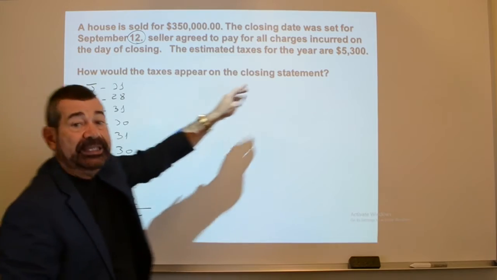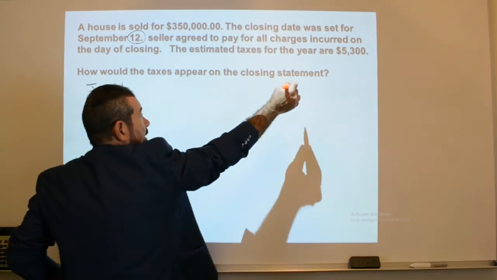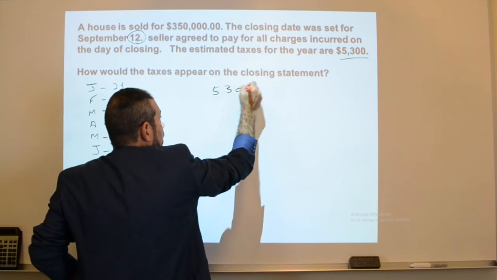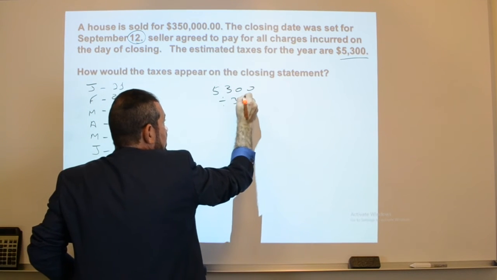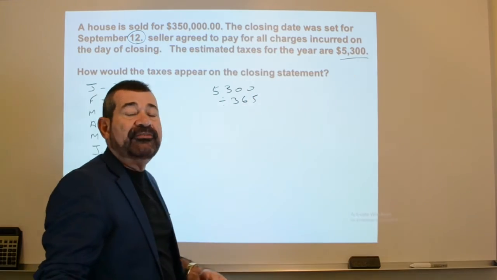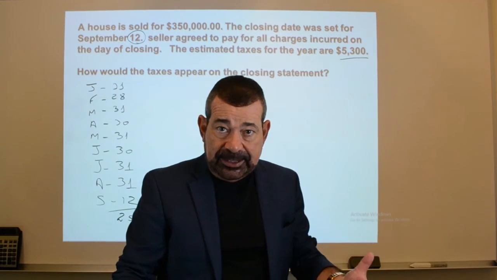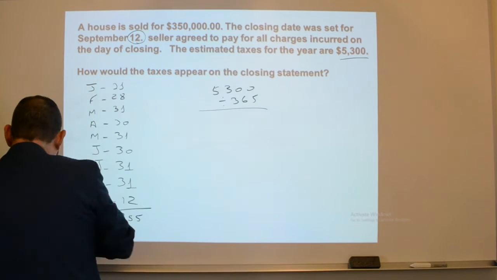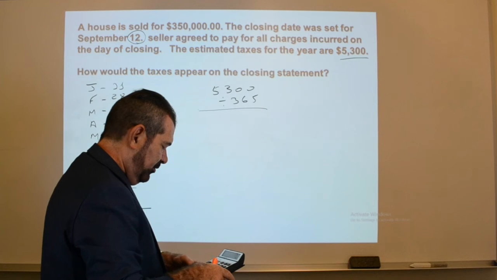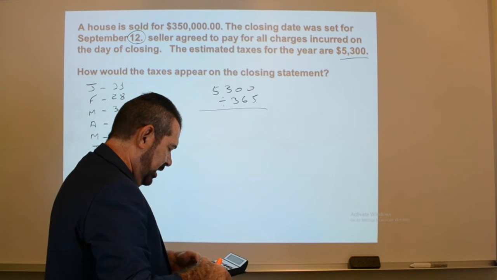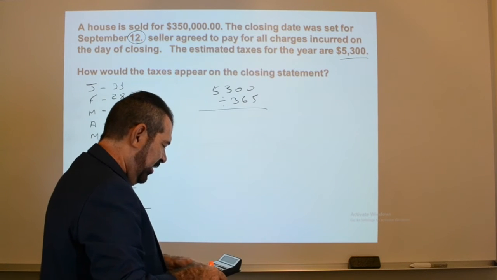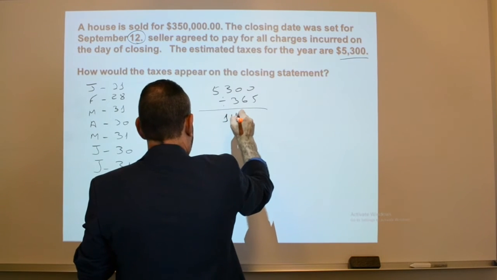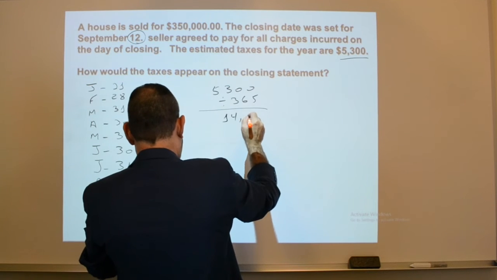Now we know that the seller owns the house for 255 days, meaning he's responsible for 255 days of the property taxes. Now we need to get the property taxes, which is 5,300, and divide that by 365. Why 365? How many days in 1 year? And then we're going to find out the daily property taxes. So 5,300 divided by 365 gives me $14.52.